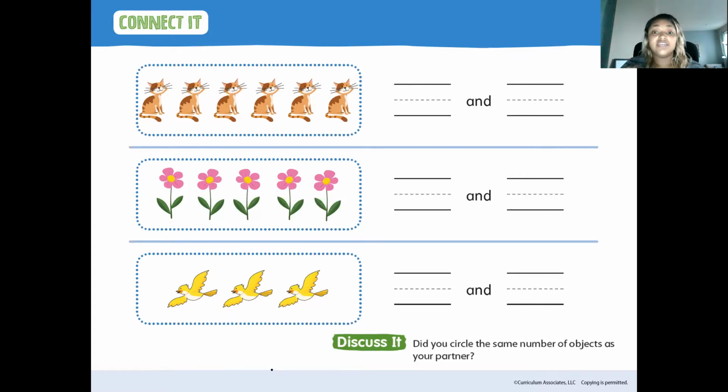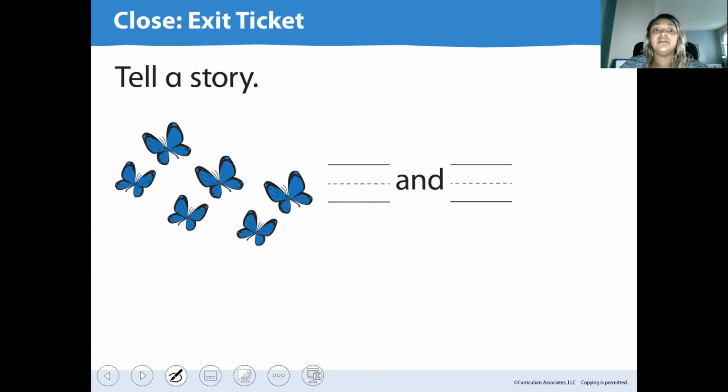And here you'll see it says and, and then your worksheet that you're going to do tomorrow is going to say plus. And remember, if it says and or if it says plus, it means the same thing, okay? All right, so you'll work on that.